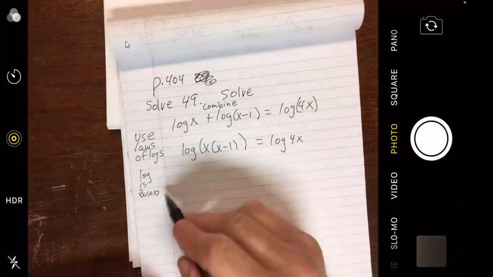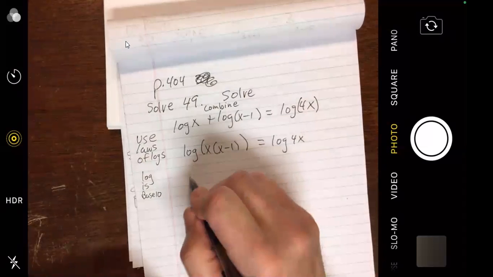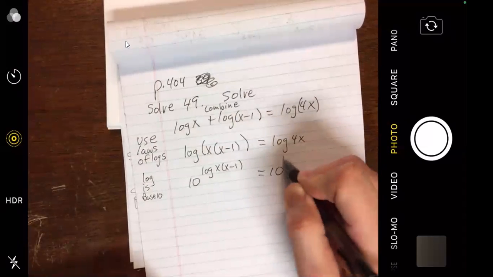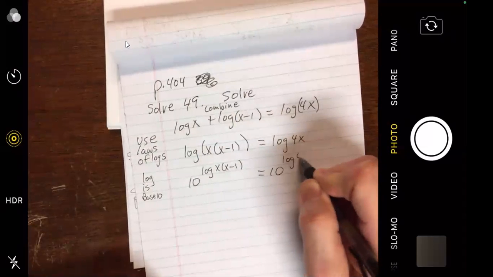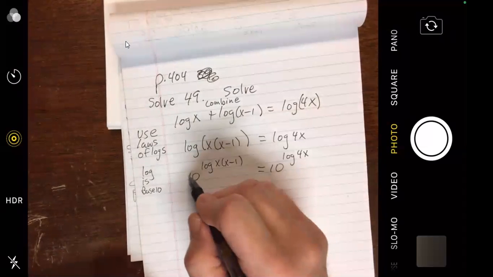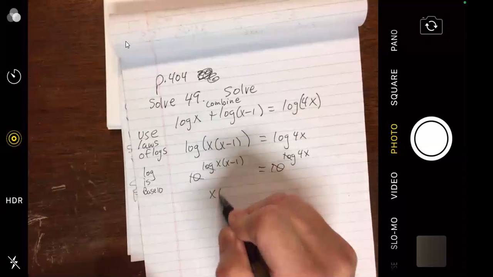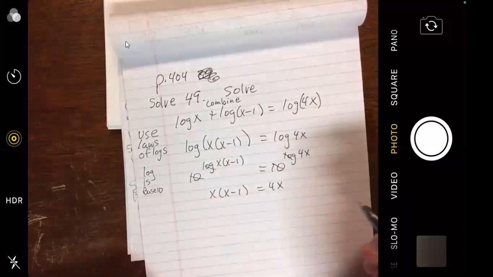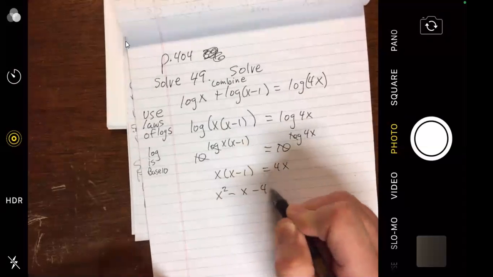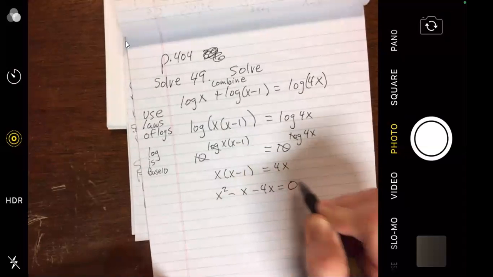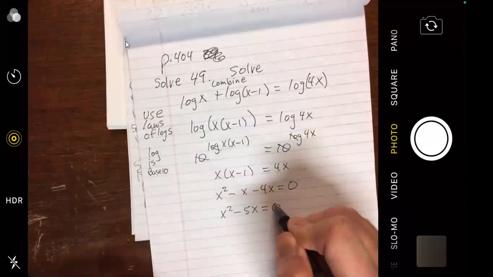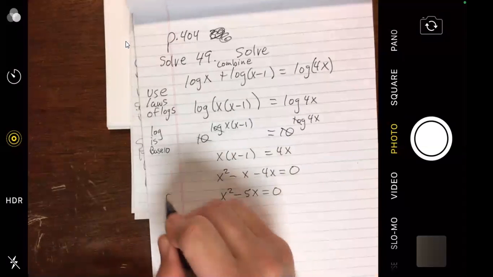You got to use the exact base you're shown, or it doesn't undo on logs. So you're going to go 10 to the log of x times x minus 1 is equal to 10 to the log of 4x. Then these undo, giving x times x minus 1 equals 4x. X squared minus x minus 4x then would equal 0, because you have squares and letters. You got to get everything to one side. X squared minus 5x then is equal to 0. Factor out x.